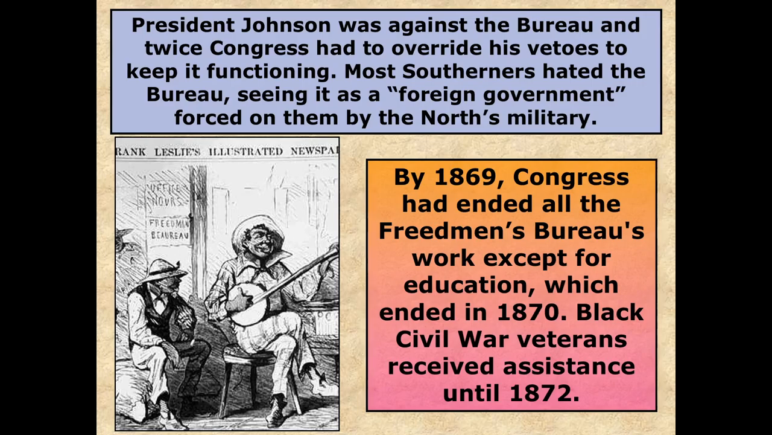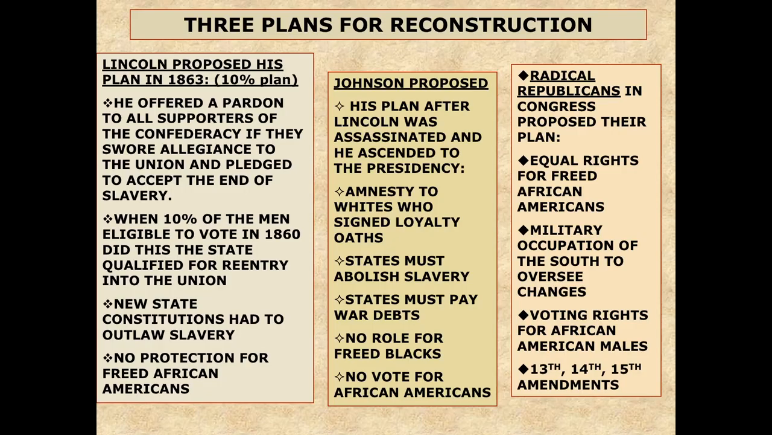So, this is under President Johnson. He's the one who really tries to stop the Freedmen's Bureau. President Lincoln, when he was still alive, had a different program. President Lincoln was very lenient with his program. His program was a proposed 10% plan. He had come up with this in 1863, probably post-Gettysburg. I'm not sure of the exact date, though, but this is what he plans to do.